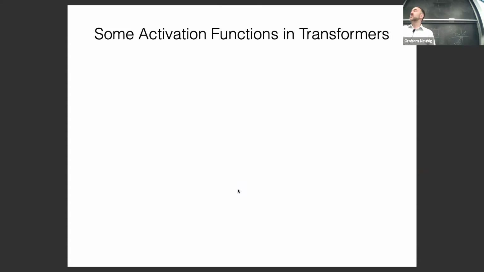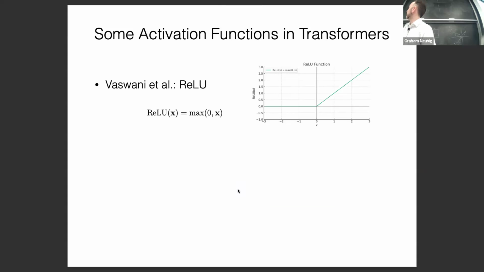Some activation functions that are used in transformers. The original transformer used a ReLU. So the ReLU looks like max(0, x). I asked ChatGPT to draw a figure for me, and it did a pretty good job of this, I guess. So this is what it looks like. The ReLU is 0 below an input of 0, and the identity greater than an input of 0. The problem with this, though, is anytime something is less than 0, you get a 0 gradient. So it causes issues.